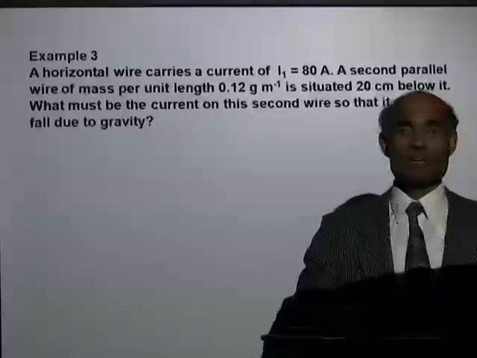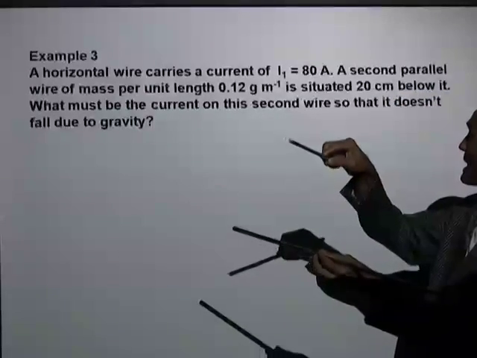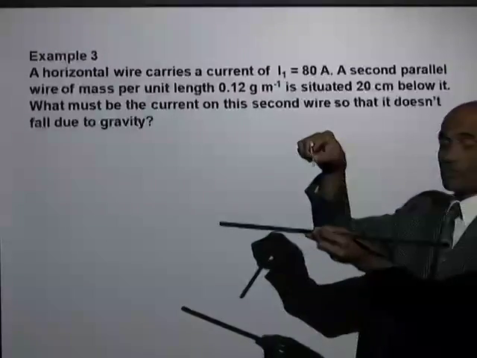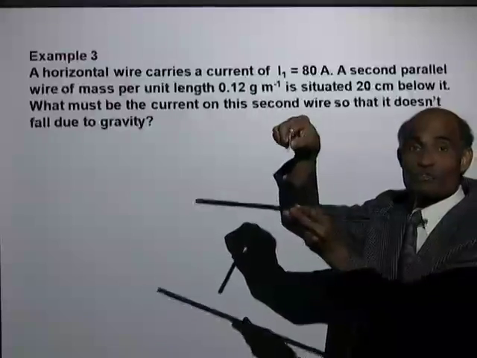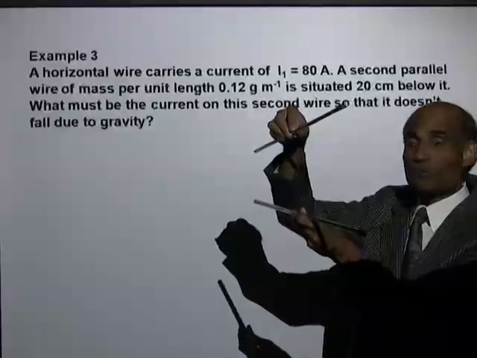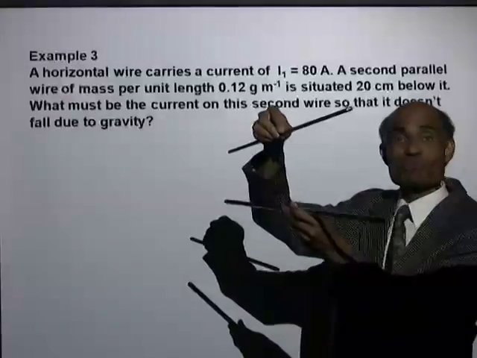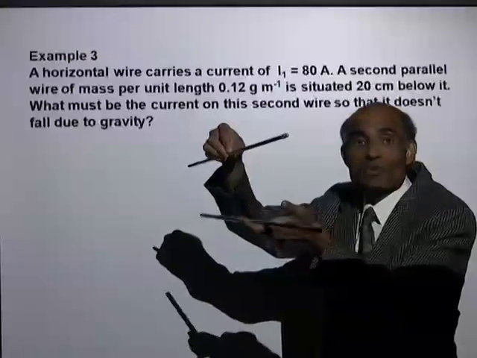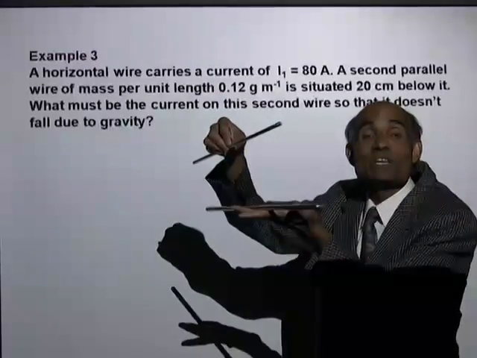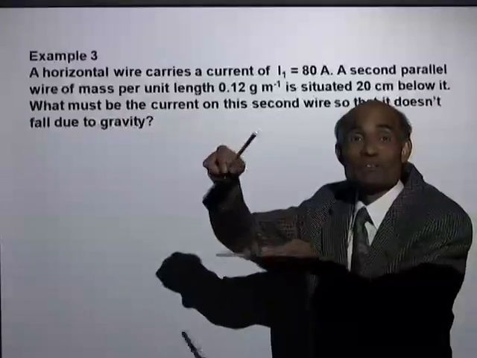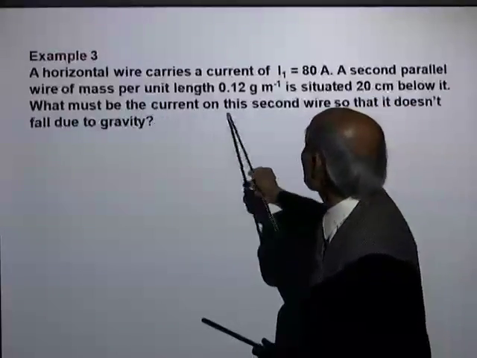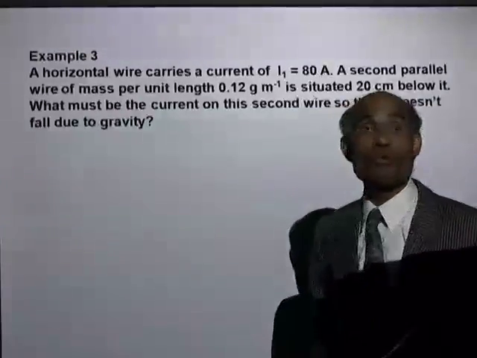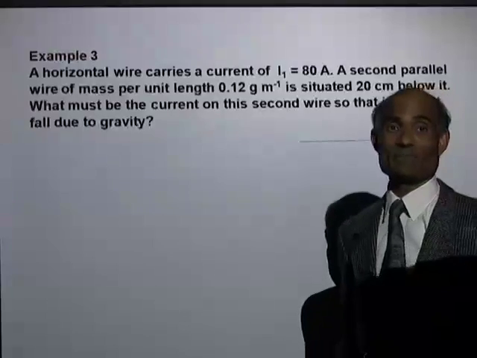Well, we have a horizontal wire that carries a current and a second wire below it. Now, the situation here is the force of attraction between the two. There will be a force of attraction when the currents are in the same direction. The force of attraction between the two must balance the weights so that this will be suspended in the air due to that force. So what must be the current on the second wire so that the second wire will not fall due to the force of gravity?